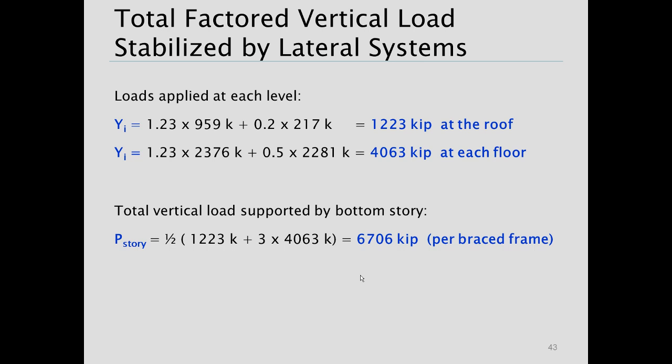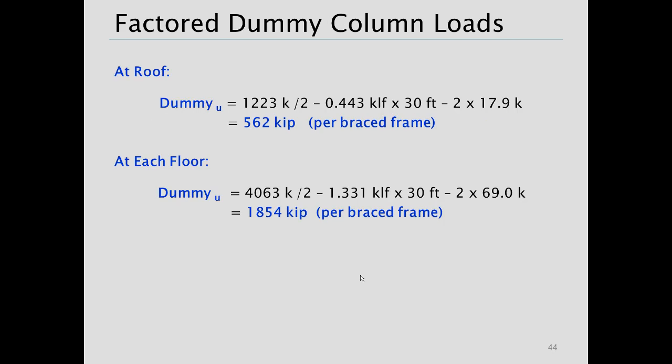All right, so back to the dummy columns. Basically, any load that's not applied directly to our building, to our brace frames, needs to be handled by the dummy column. And so we've got our 1223 kips over 2, but then we subtract off the directly applied distributed load at the roof of 0.443 kips per linear foot over 30 feet. We also subtract off the concentrated load applied to our brace frame columns at the roof. So that gives us a total of 562 kips per braced frame at the roof.